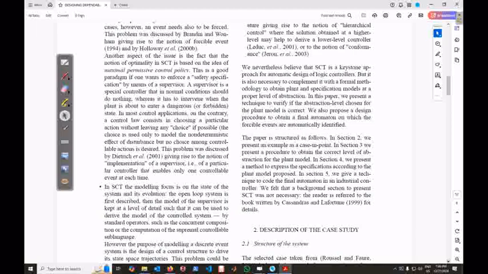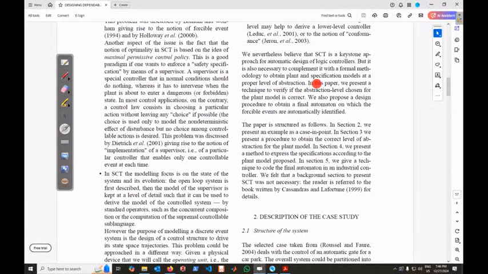So the authors will present a technique to verify whether the plant is modeled correctly, and they propose a design procedure to obtain the automaton that will be implemented using the PLC. In section 2 they will present an example. In section 3 they will present the procedure to model the plant. In section 4 they will explain how to get the specification, and in section 5 they will present the technique to code the final automaton for an industrial controller. They will not present much background related to supervisory control theory, and they refer the reader to the book of Cassandras and Lafortune.